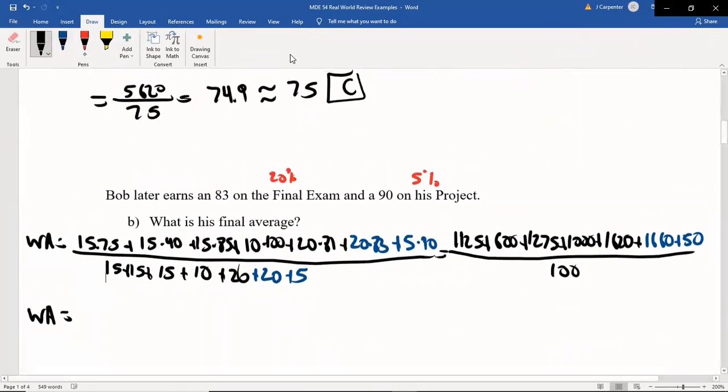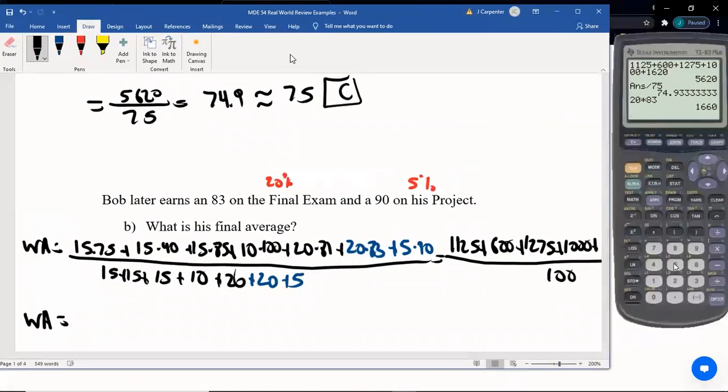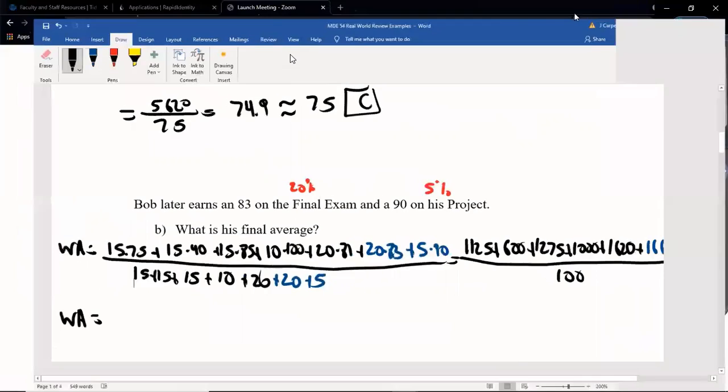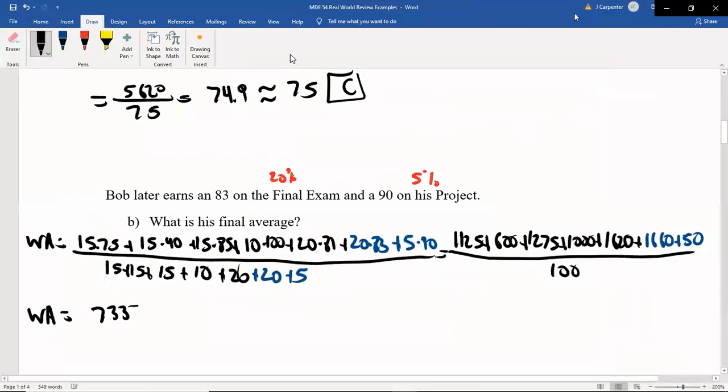So the original top was 5620. That's the sum of all these black numbers. I can just add the two blue numbers. So that was 5620 plus the 1660, which you can't see on my screen currently, plus the 50. And that'll be 7330. Divided by, not 50, 100. And actually, this is pretty easy to divide. Dividing by 100 just moves the decimal left twice, so we get a 73.3.